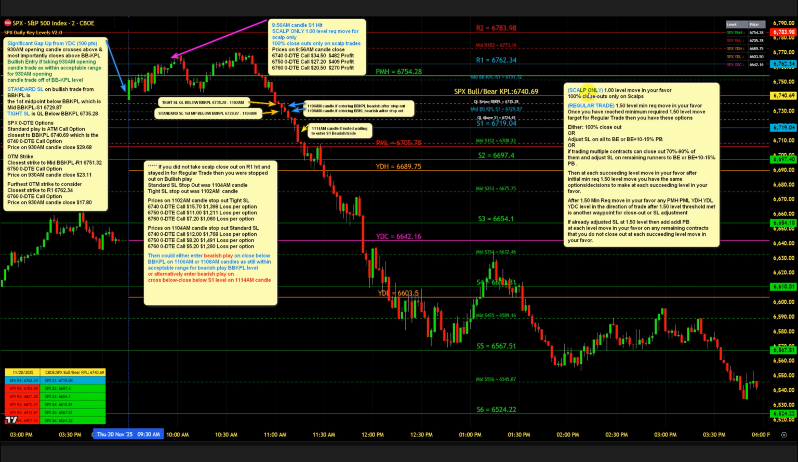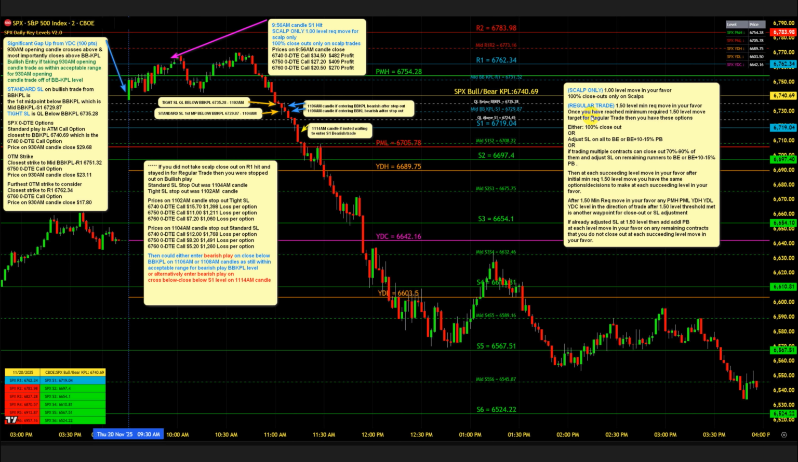On a scalp only trade, you're looking for a one level move in your favor, and then you are closing out all of your contracts. So regardless if you're trading one option, 3 options, 5 options, 10 options, 20, etc., on scalp only trades, you are closing out all of your contracts when it hits the target, one level move in your favor. There's no stop loss adjustments, there are no other adjustments to make. You are simply closing out on scalps. So if you were doing a scalp only trade, then you're closing out your trade here and taking your profit.